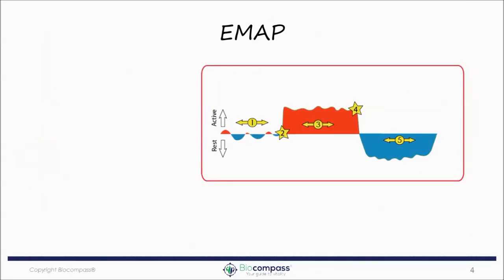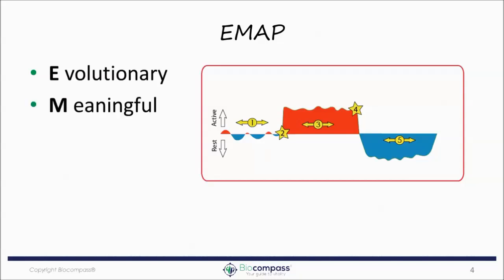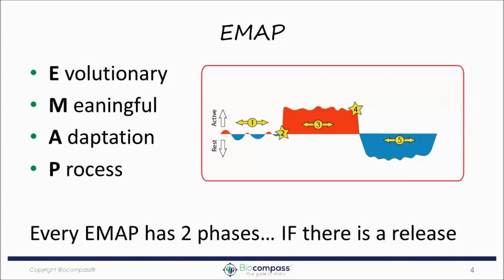So let's take a look at the adaptation process a little bit more in depth. I call it an EMAP, an evolutionary meaningful adaptation process. It's evolutionary meaningful for the entire organism, for the entire body, to adapt to the situation. And it's a process. It's both the adaptation to the stressor and the readaptation to normality, to normal living. Every EMAP has two phases, the red phase and the blue phase, the adaptation phase and the restoration phase.